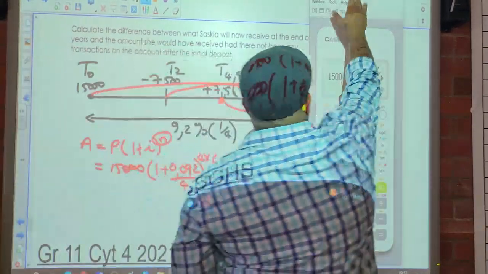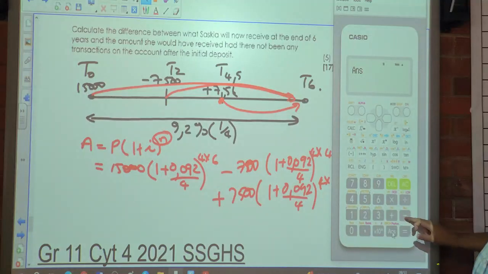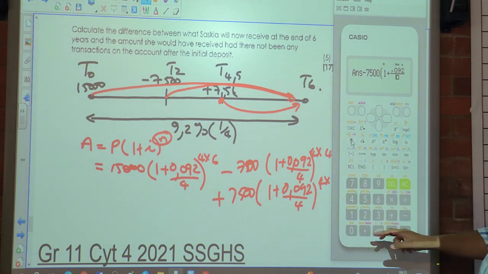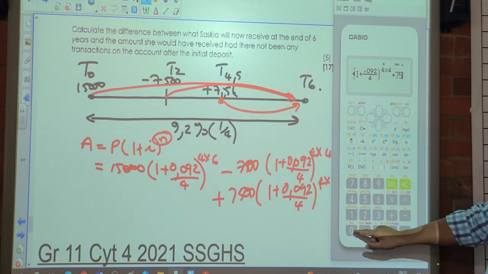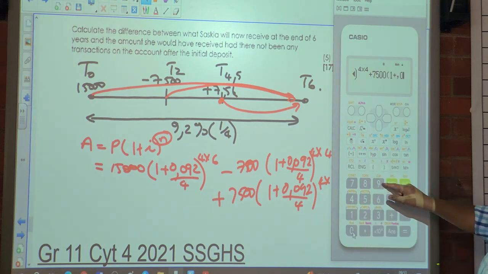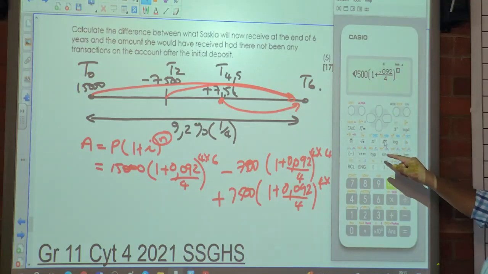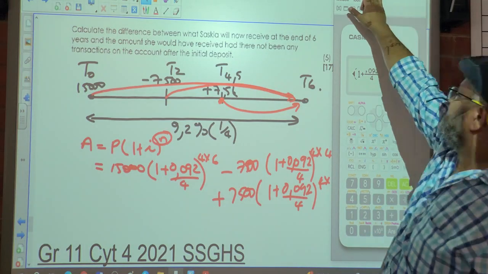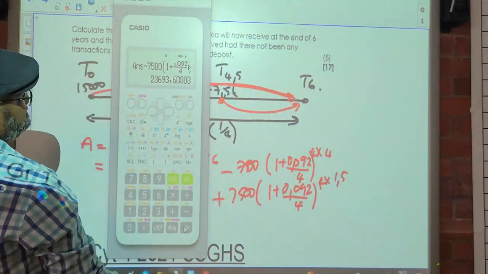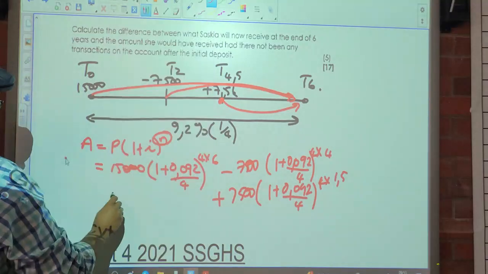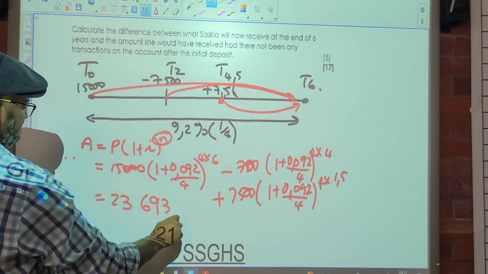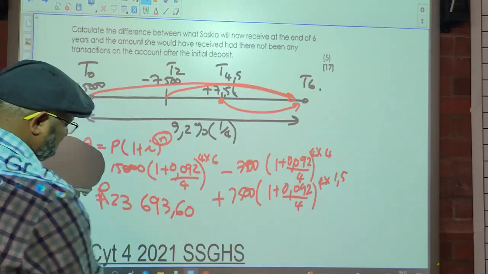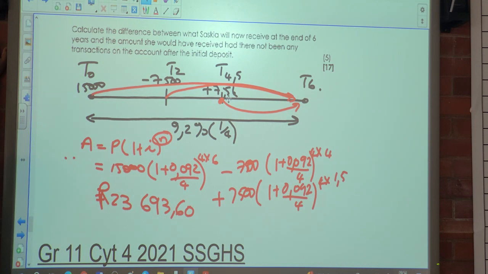So let's sort this out quickly. So that would simply be that answer minus 7,500 into 1 plus 0,092 over 4 to the exponent 4 times 4, plus 7,500 into 1 plus 0,092 over 4 to the exponent 4 times 1.5. Yeah? That gives us an answer of 23,693 rand and 60 cents. Definitely it has to be less than the previous sum. Why? Because of this transaction happening.